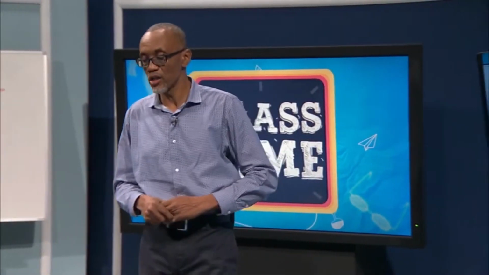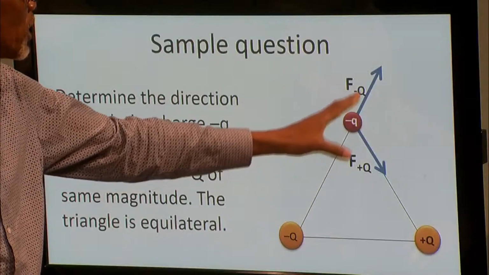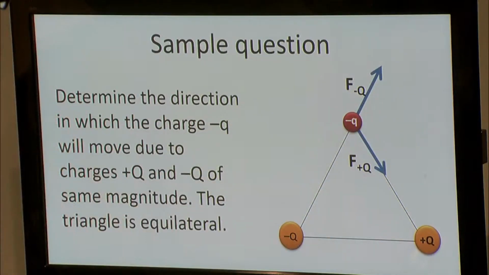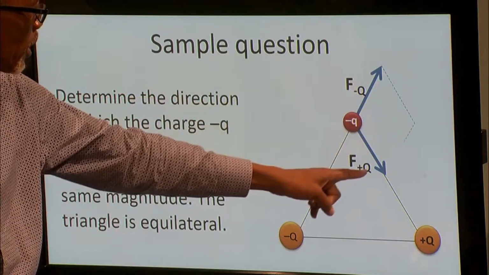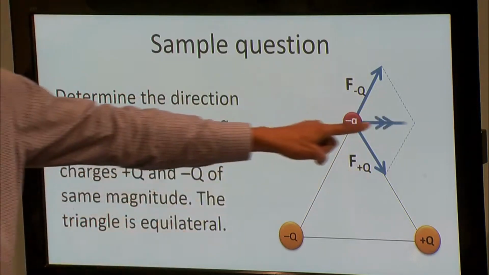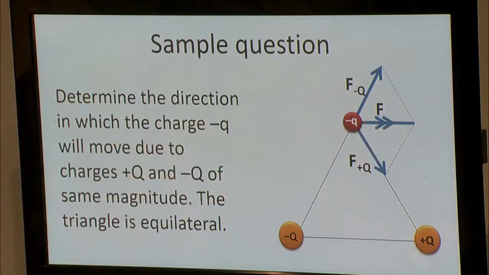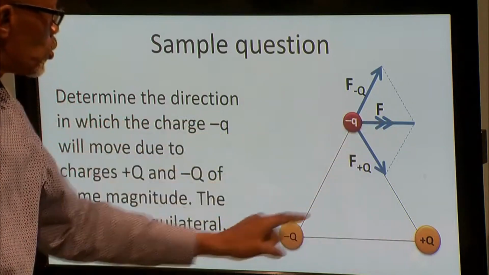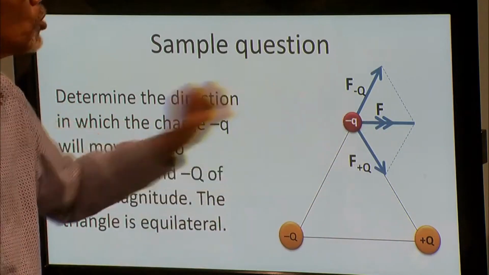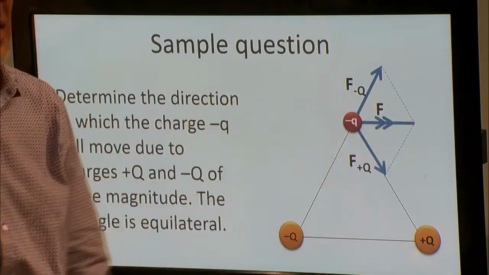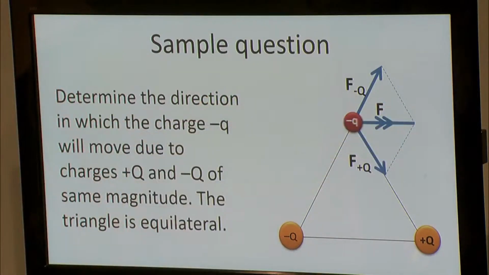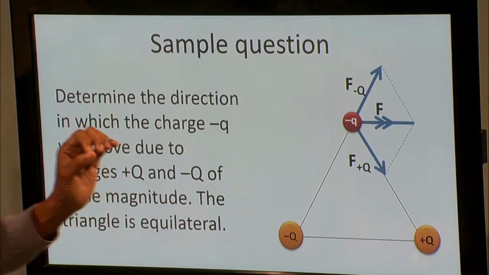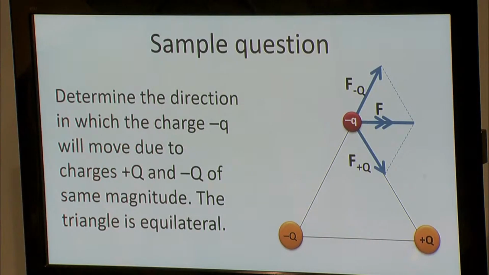diagonal. And so in order to determine the force that is acting on Q, we complete a parallelogram. All right, and then when you complete the parallelogram, this force here, F, would be the resultant force. So due to these two charges, this charge Q will experience a force in that direction. And if it were able to move, then it would move in that direction, because that's the direction in which the resultant force is acting.